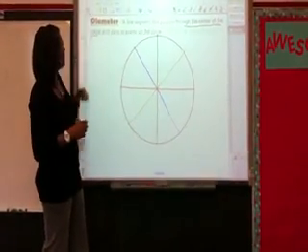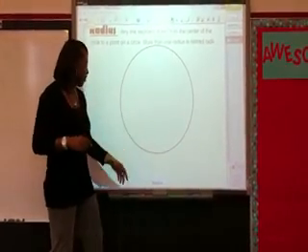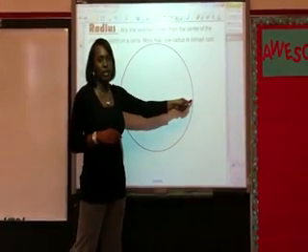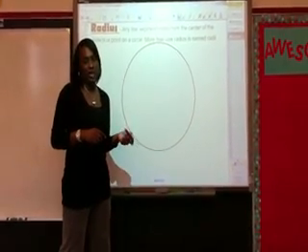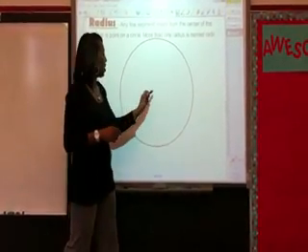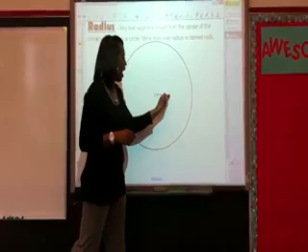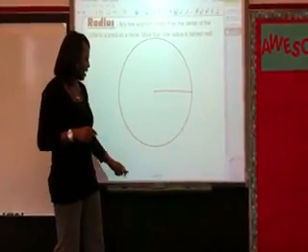The second term we talked about today is radius. Any line segment drawn from the center of the circle to a point on the circle is called a radius. And more than one radius is known as radii. So for example, this line segment that comes from the center of the circle to a point on the circle is known as a radius.